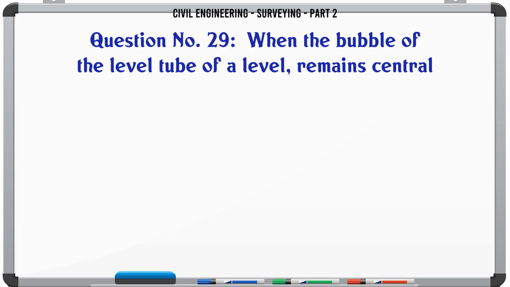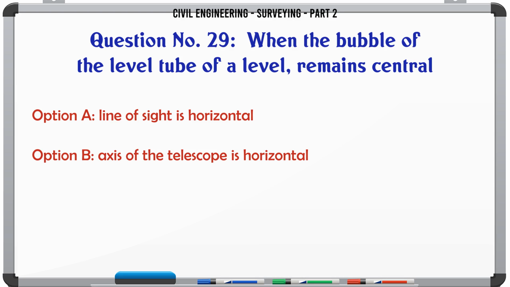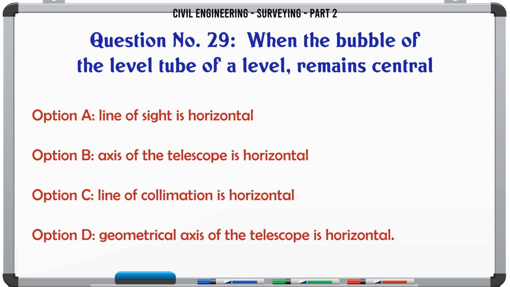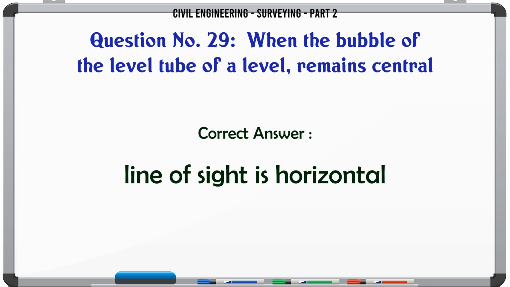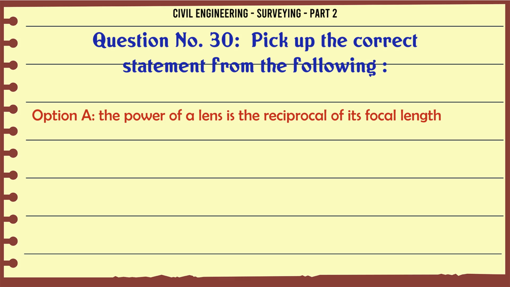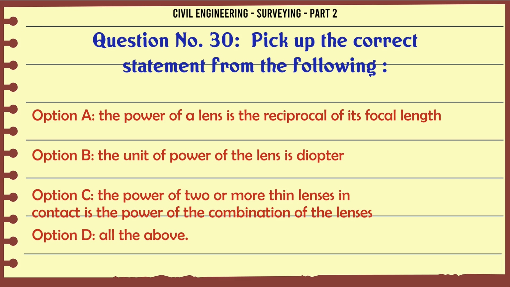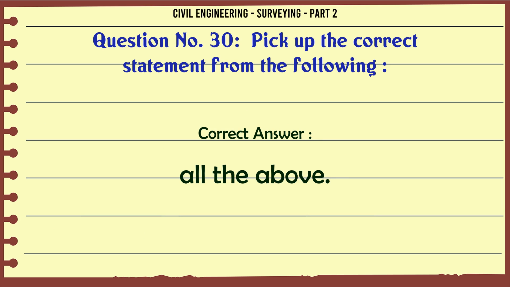When the bubble of the level tube of a level remains central, A. line of sight is horizontal, B. axis of the telescope is horizontal, C. line of collimation is horizontal, D. geometrical axis of the telescope is horizontal. The correct answer is line of sight is horizontal. Pick up the correct statement from the following. A. The power of a lens is the reciprocal of its focal length. B. The unit of power of the lens is diopter. C. The power of two or more thin lenses in contact is the power of the combination of the lenses. D. All the above. The correct answer is all the above.